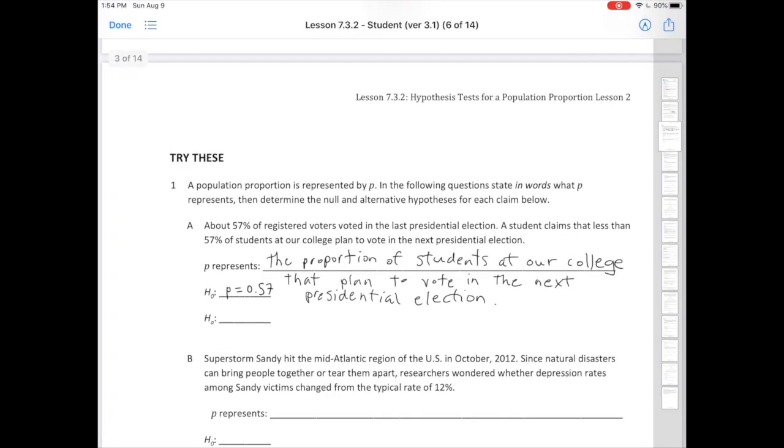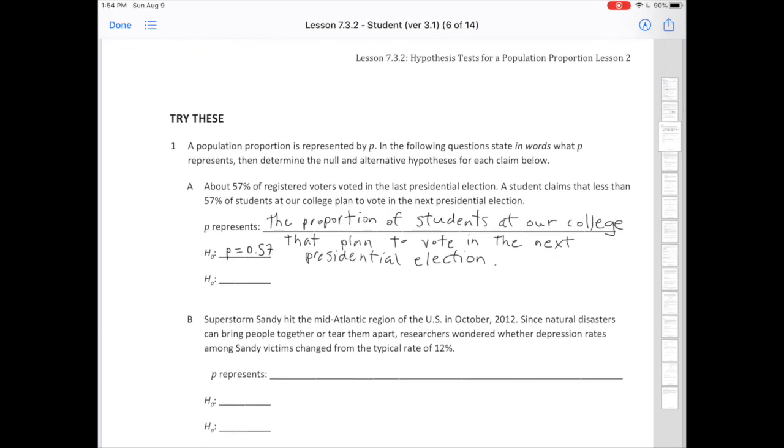Okay, so what about the alternative hypothesis? Let's see, does the problem say whether we think that percentage has gotten bigger, gotten smaller, or just different? The key here is this word less than, right? A student is making a claim that less than 57% of students at our college plan to vote in the next election. So this would be P is less than 0.57. Okay, so that would be the null and alternative hypothesis.